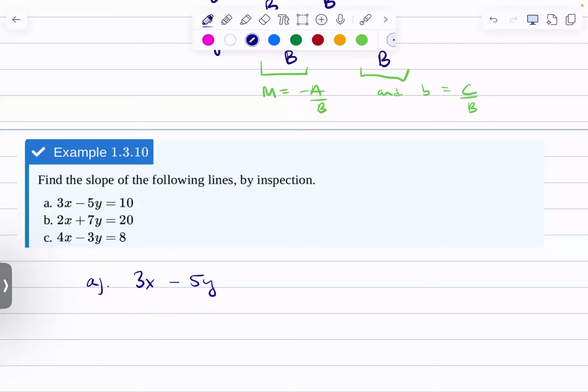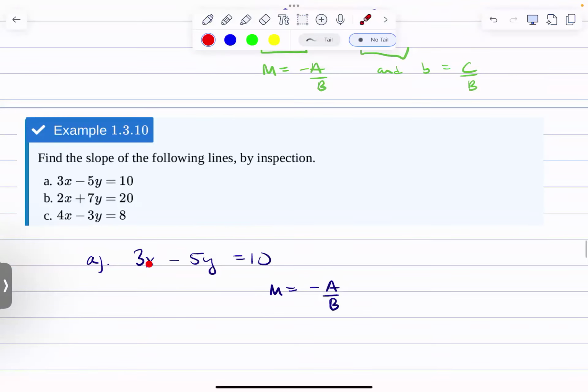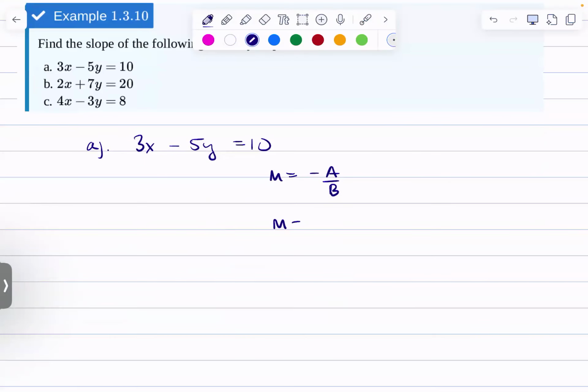3x minus 5y is equal to 10. If m is negative a over b, the only thing that you need to make sure is that this is in the proper standard form, right? And so you have ax plus by is equal to c. It looks good to me, right? And so a is 3, b is negative 5, and c is 10, right? And so then we just wanted to find the slope. So then m is negative 3 over 5.